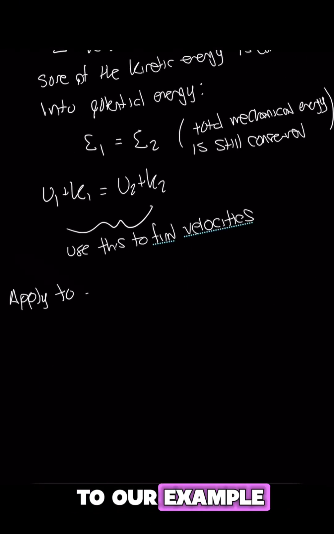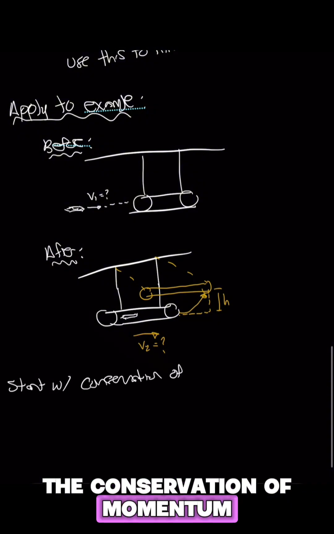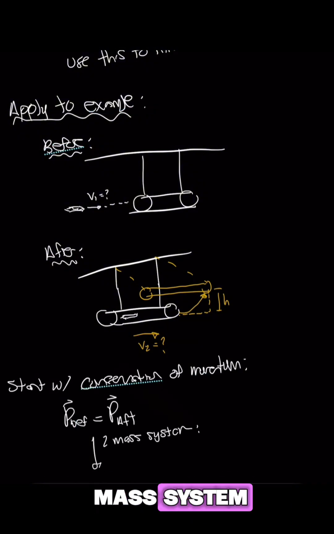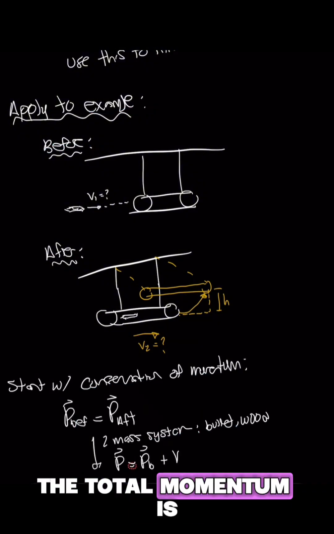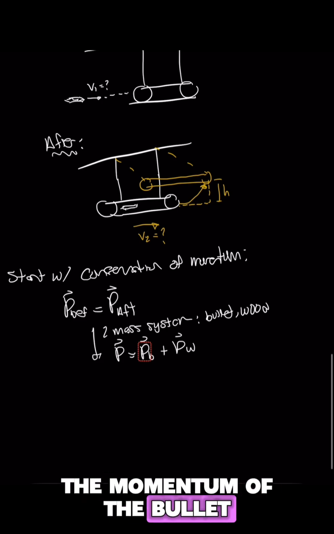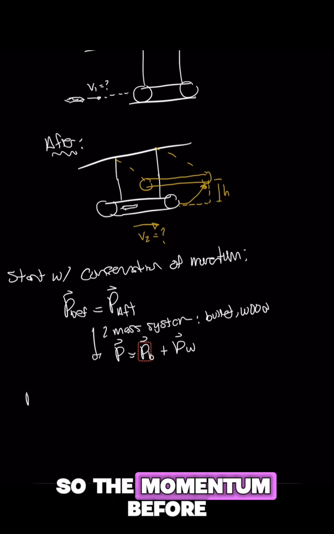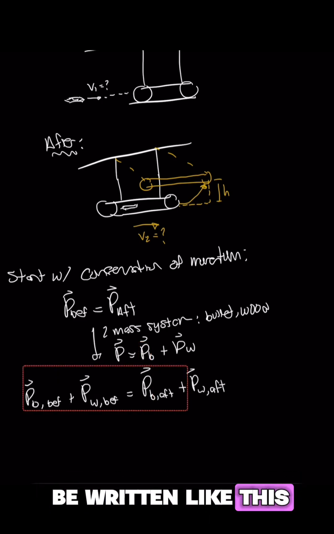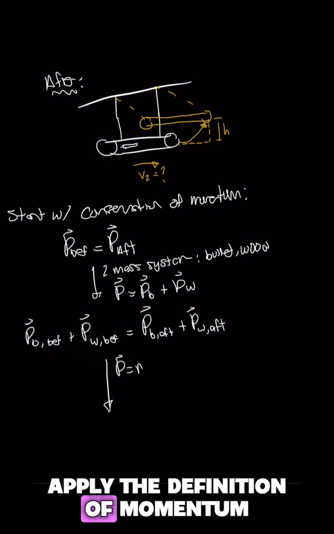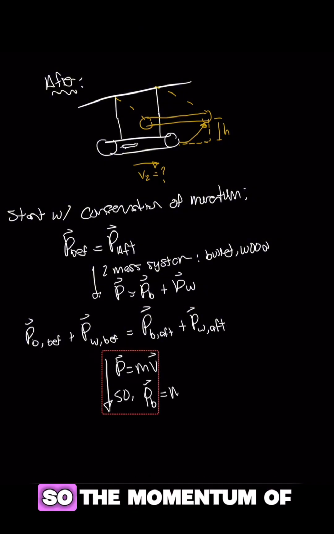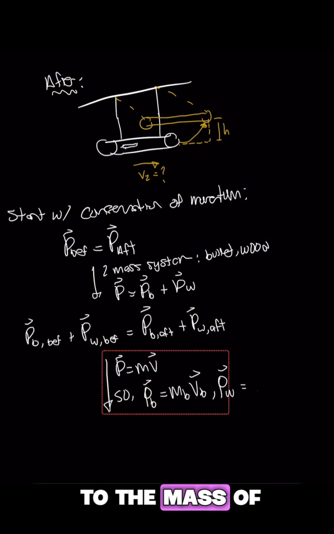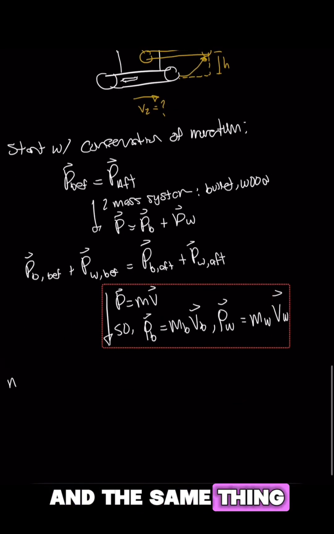If we apply this to our example, we can start with the conservation of momentum given here. For the two-mass system, the bullet and the wood, the total momentum is going to be equal to the momentum of the bullet plus the momentum of the wood. So the momentum before and momentum after could be written like this. Then we can apply the definition of momentum, mass times velocity. So the momentum of the bullet is the mass of the bullet times the velocity of the bullet, and the same for the momentum of the wood.